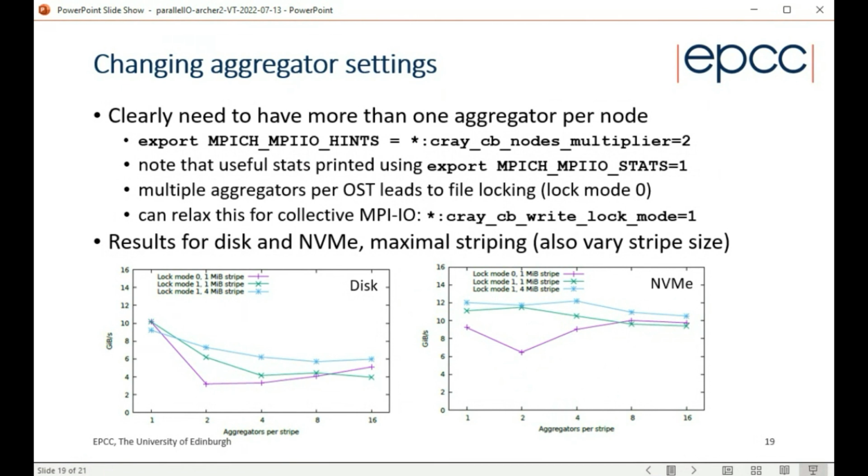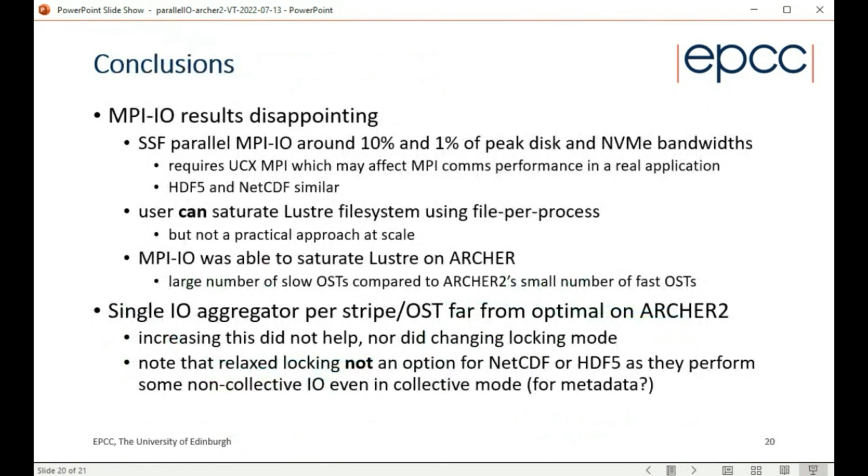This study was finished in May. I haven't had a chance to come back and really bottom this out. But I always tell users, don't do file per process, because you end up with billions of files. And if you have enough nodes, you can saturate the disks. That was true on Archer. On Archer2, it doesn't seem to be true at the moment. Now, I don't quite understand why.